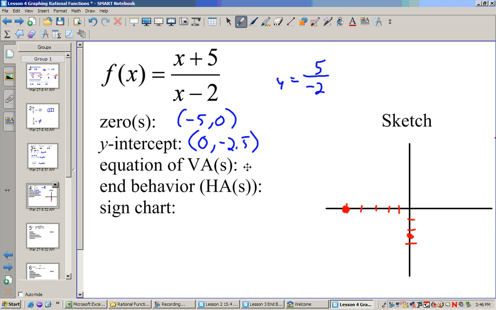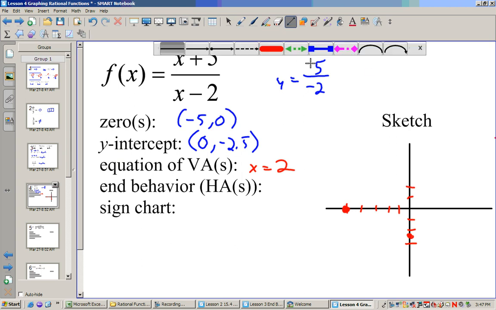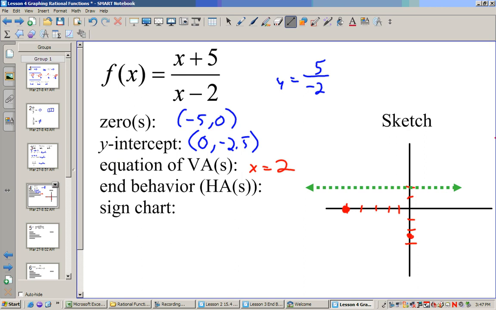My equation of my vertical asymptotes, that's going to be where this function is undefined. It's undefined with this denominator 0, and that's going to be at x equals 2. So at x equals 2, I'm going to draw a horizontal line. So that's going to be my vertical, geez, that's y equals 2. That doesn't make sense. X equals 2 is over here. Let's try that again.